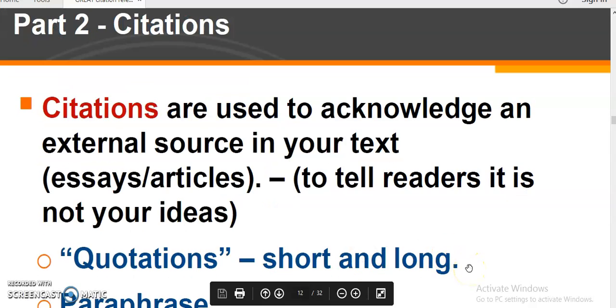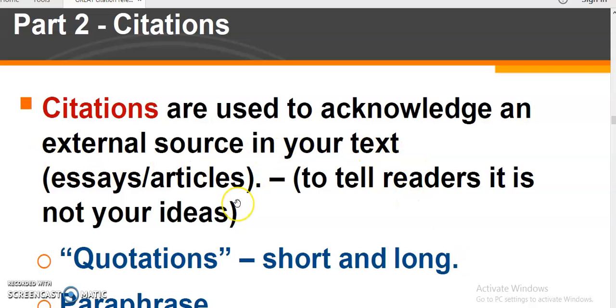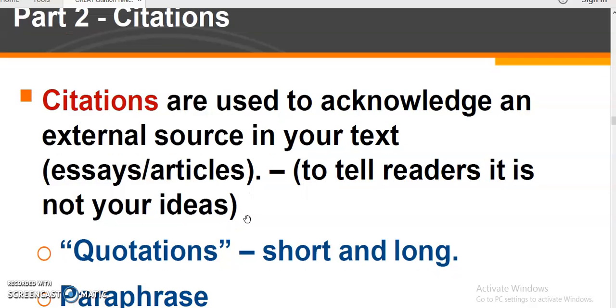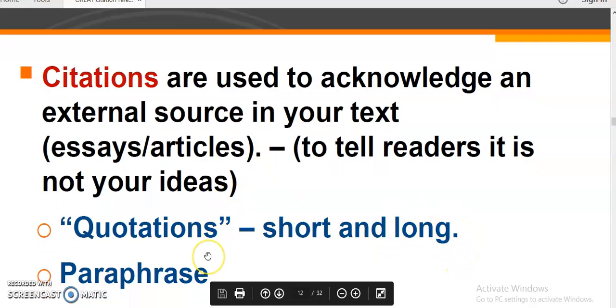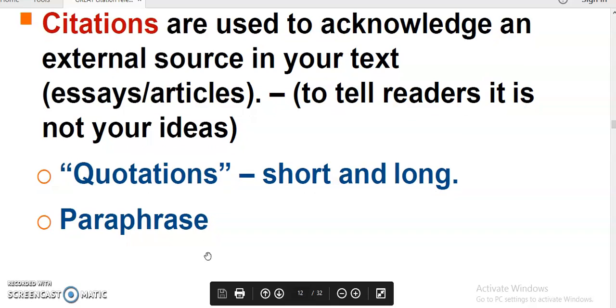Citations are used to acknowledge an external source in your text or essays or articles, to tell readers it is not your ideas but you are including it in your essay, but it is not originally from you. So how do you include that into your essay? Number 1, use quotations. You have 2 types, short and long. And number 2, use paraphrase.